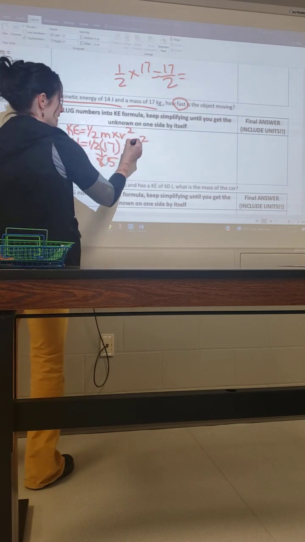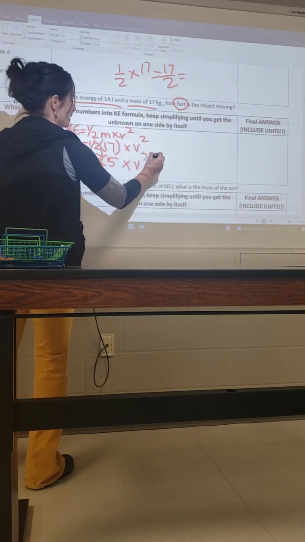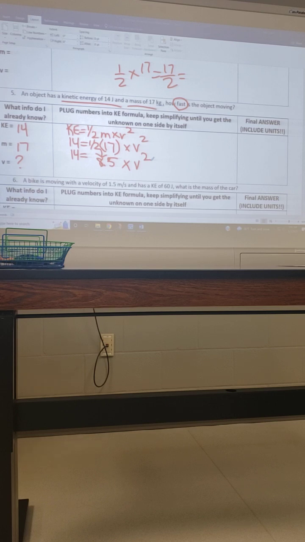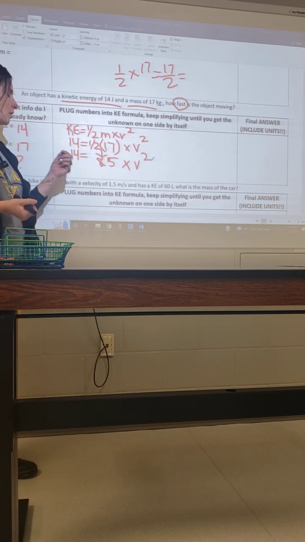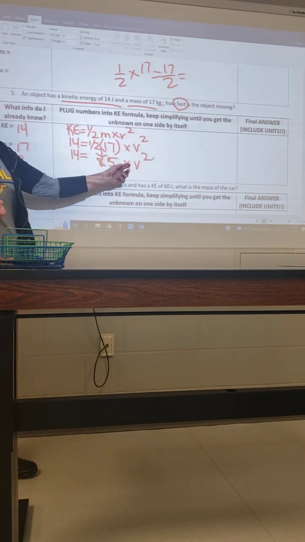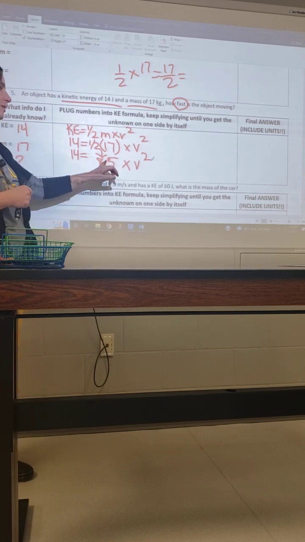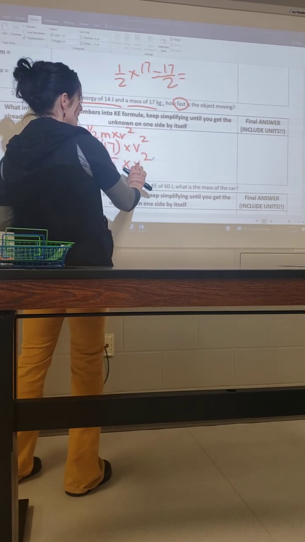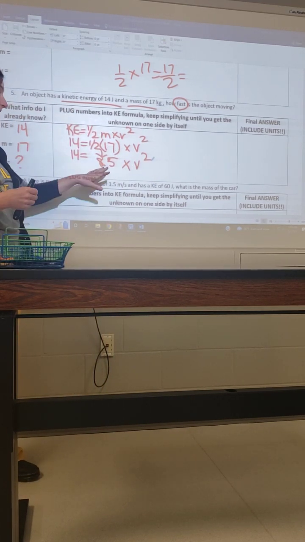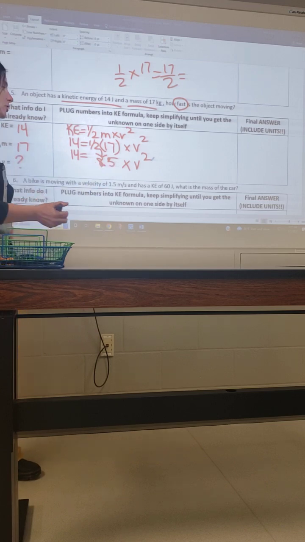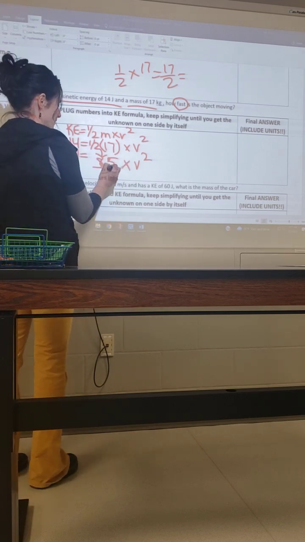8.5, I bring down my times and I bring down my v squared. All right, so here's a step where sometimes people ask, where do I go? There's nothing left to simplify, okay? So if I have 8.5 times velocity, what is the inverse of multiplication? Veronica? Okay, so if this is wanting me to multiply, my ultimate goal is to get velocity by itself. So I need to get rid of the 8.5. And the way we're going to do that is to divide both sides by 8.5.